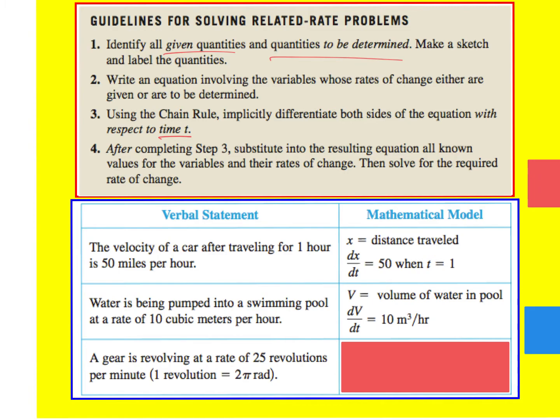If water were being pumped out of my pool, would it be 10 or negative 10? It'd be negative. Why would it be negative? Because it's taking away. My volume is becoming less. All right. If my volume is becoming more, dV dt is positive. If it's becoming less, dV dt would be what? Negative. All right. You see how that worked? All right. I'm not worried about the last one.